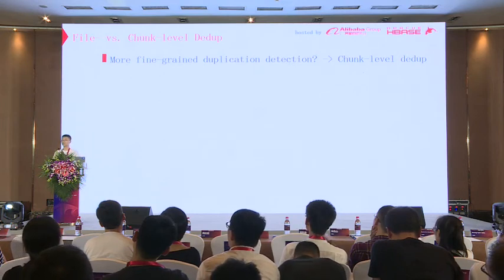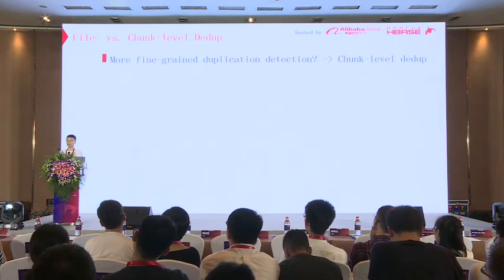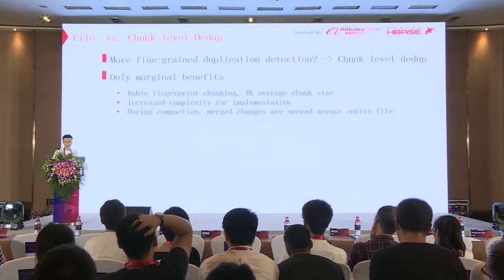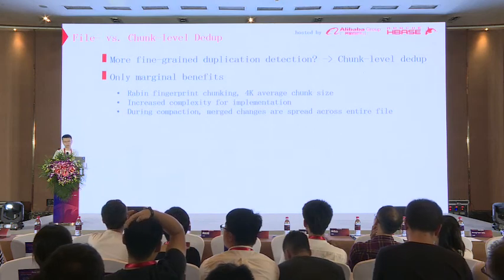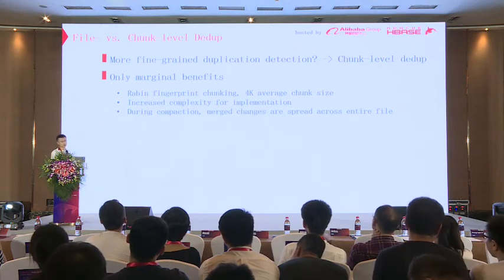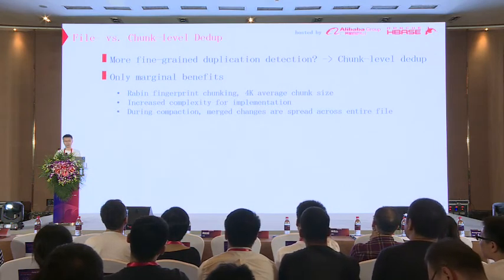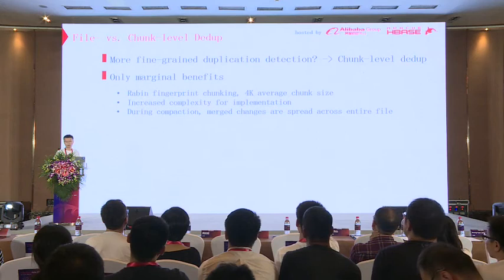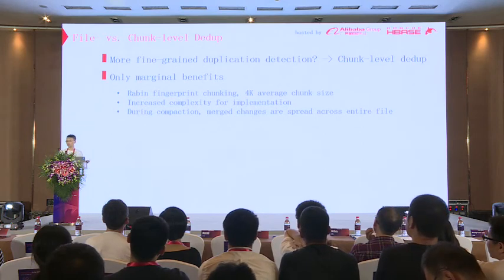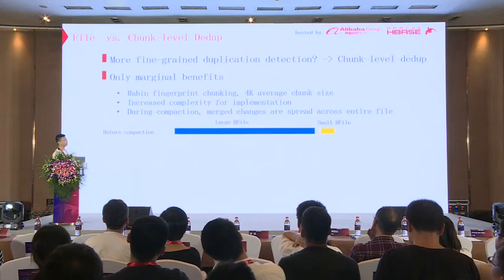In theory, and in many cases, chunk deduplication can provide a much better compression ratio than file dedupe. But surprisingly, that's not the case for HBase-based deduplication. We actually implemented chunk-level dedupe in PinDedupe. It computes rolling fingerprints with the industry-standard 4 kilobyte chunk size. This increased the implementation complexity a lot, but we thought it was worth it. However, it turned out that the benefit is trivial. So basically, you don't get much more by using a more fine-grained deduplication approach. And I will explain why.